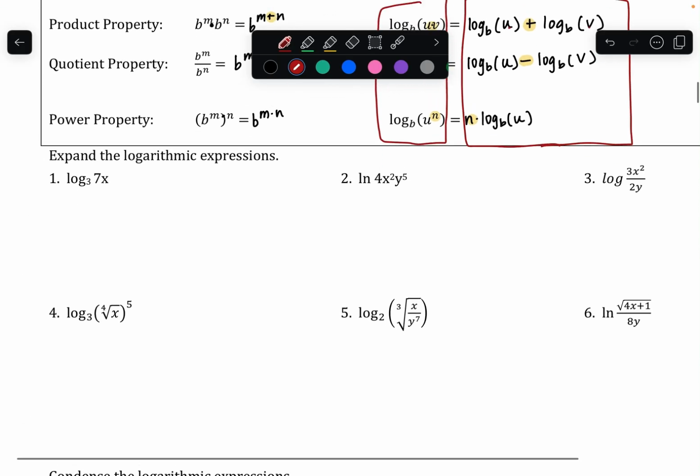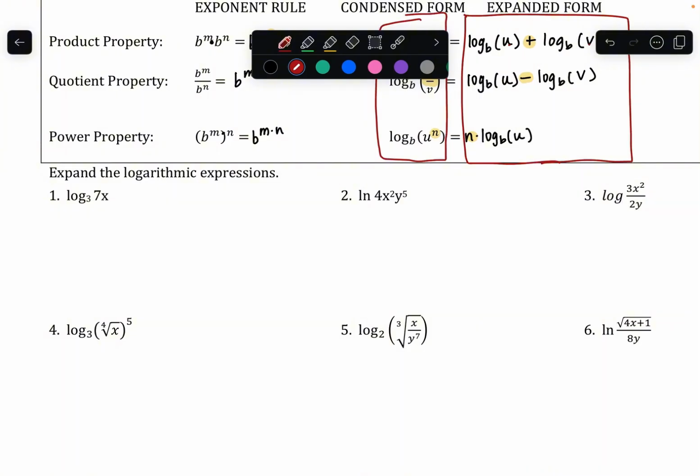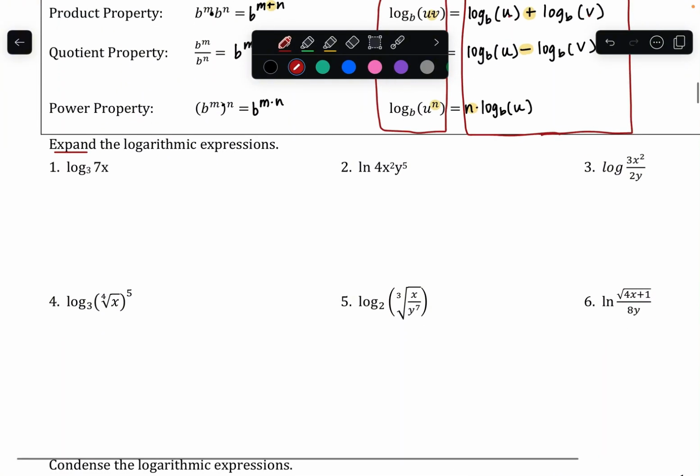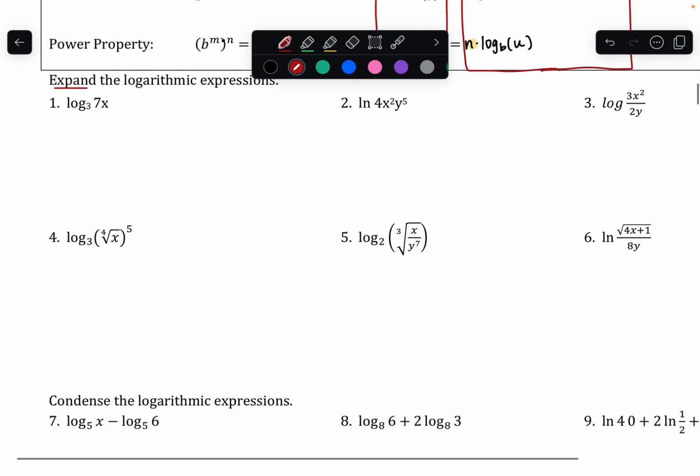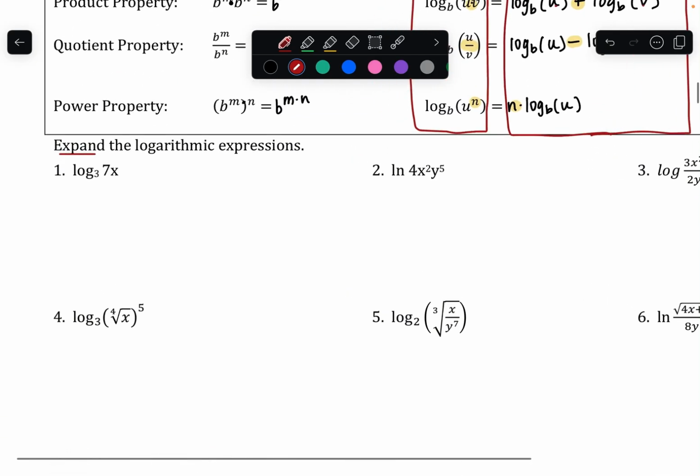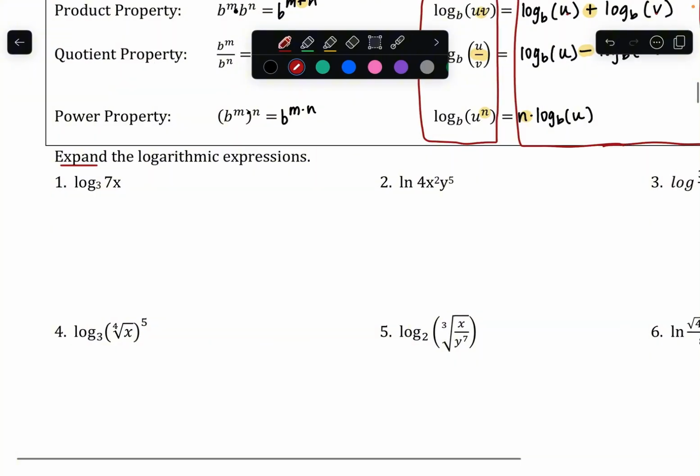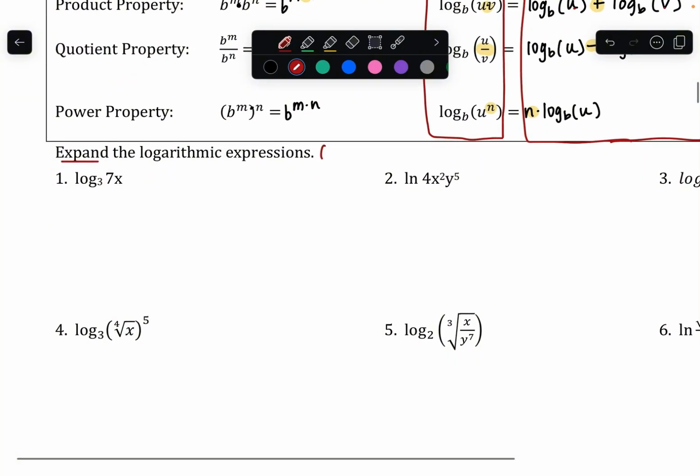Okay, so in this next set of examples, we are going to expand. Right now we have all the condensed versions. We only see log written one time, and so we're going to break them up into their own logs. You kind of want to think one argument per log.